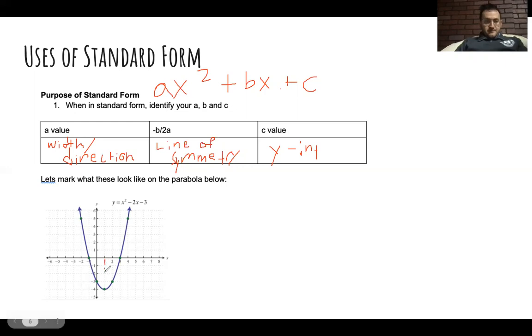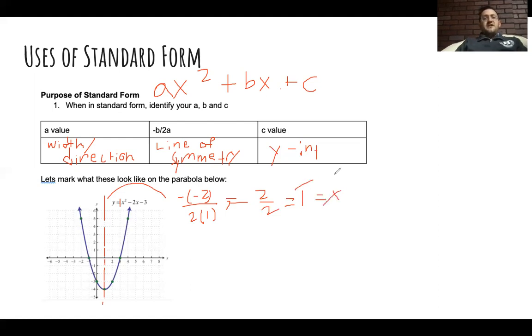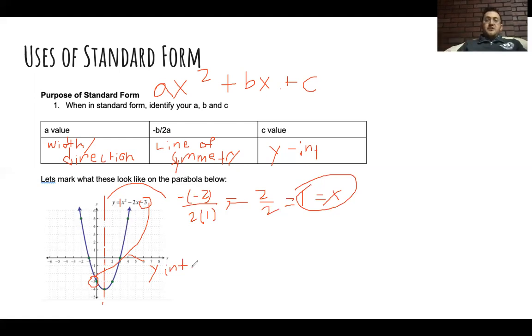So for instance, I'm going to draw this line of symmetry in here. This is gotten because in this particular example, the opposite of b over 2a is going to be negative 2 over 2 times 1. So that's 2 over 2, which is equal to 1. And that gives us our x coordinate, or our line of symmetry. And then our y-intercept happens to be negative 3, which I marked on the graph there. So these are the uses of the standard form that are pretty helpful to know for those SAT questions.